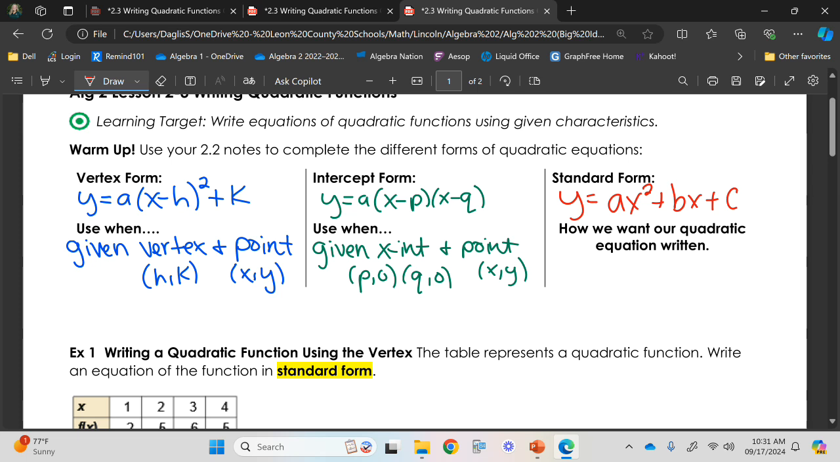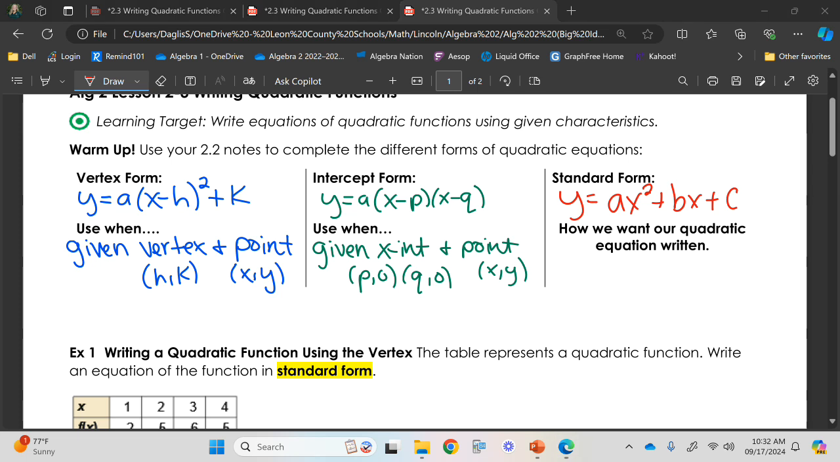Okay? So what do all three of these forms have in common? They start with an a, right? Am I ever going to be given the a value though? No. We will always have to find a first. If I'm given a vertex and a point, I can fill in all the pieces except for a, so I can solve for a. If I'm given intercepts and a point, again, I can replace all of my variables with a value except for a. So we will always solve for a first.